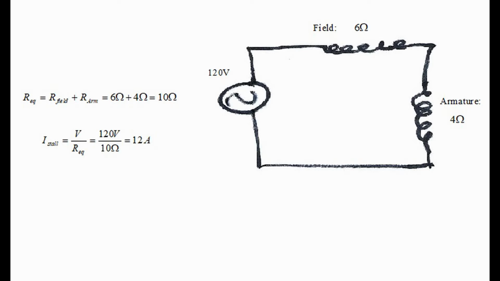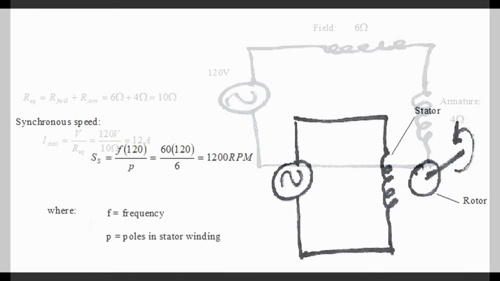Notice that the same current flows through the field and also the armature windings. The stall current is the same as the starting current, which is also the same as the lock rotor current. Using the formula shown in the diagram, we can calculate that the current is 12 amps, which means that the motor has a high starting current and therefore lots of starting torque.